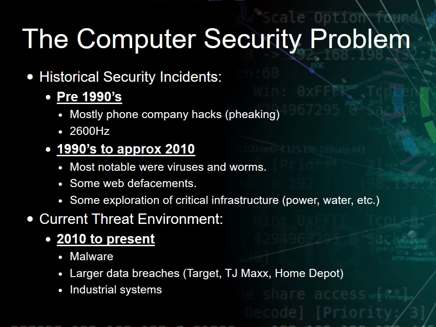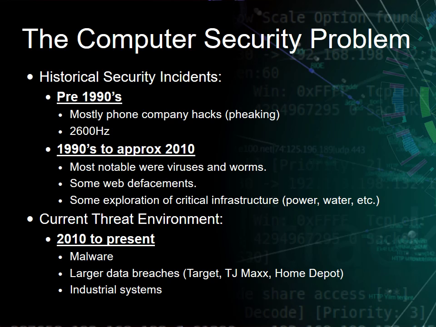And then somewhere around the 1990s to approximately 2010, we started seeing most notably viruses and worms. And the book lists a good number of them. And some web defacements, and some exploration of critical infrastructure such as power and water. But under the current threat environment, 2010 and beyond, malware has really taken off. You can find malware on cell phones. You can find malware in PDF files, office documents, just everywhere. There's very few places that malware hasn't infiltrated in some form or another.